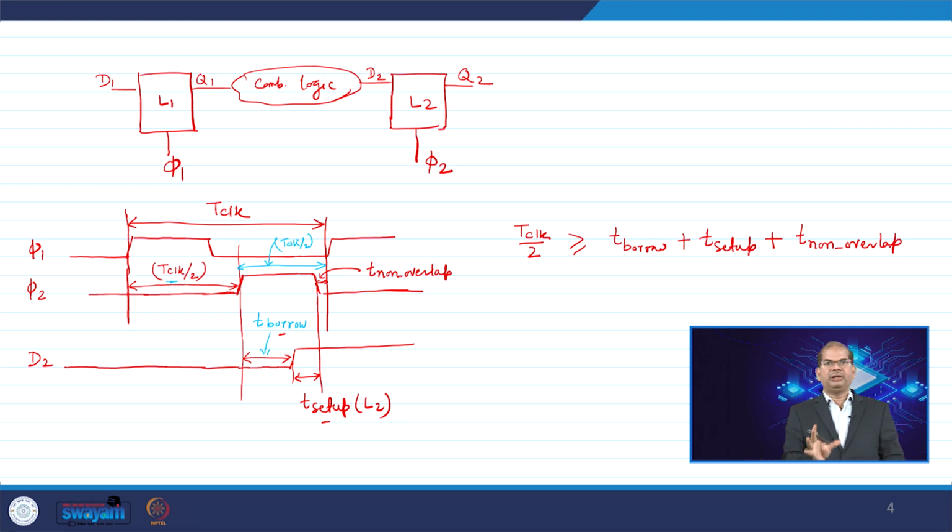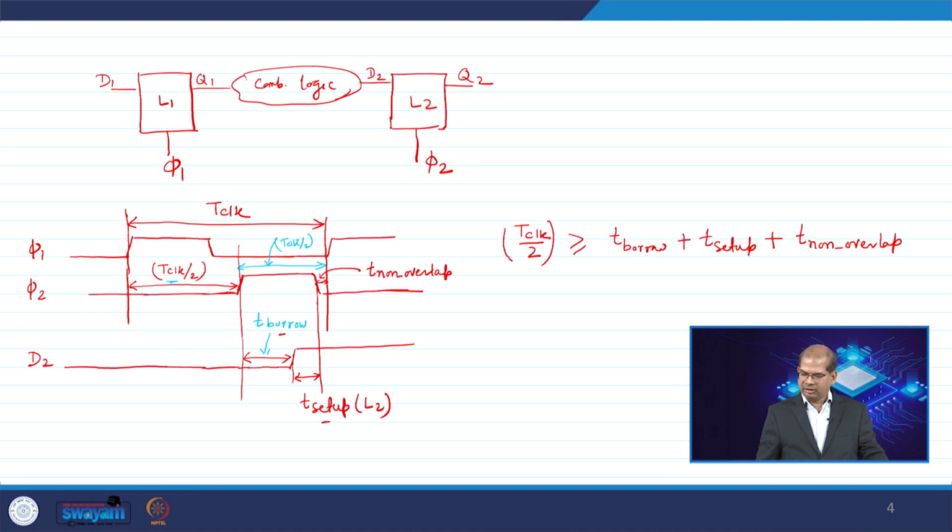So, what is happening is that I have half clock period given to me, and in that I am doing 3 things. One is I am borrowing some amount of time, I am satisfying my setup requirement, and I have some non overlap time. So, these 3 combinedly constitute my T clock by 2.